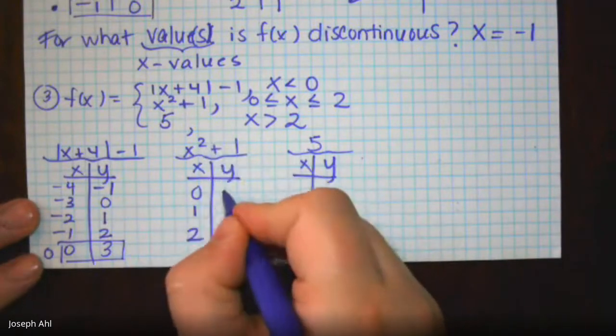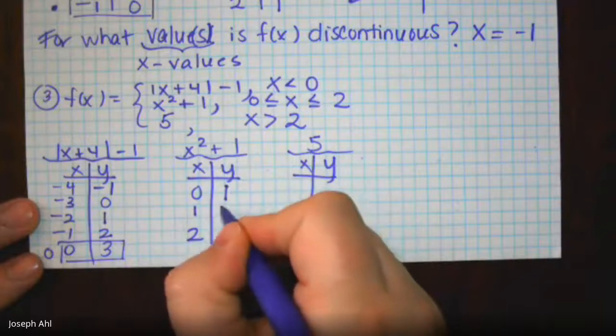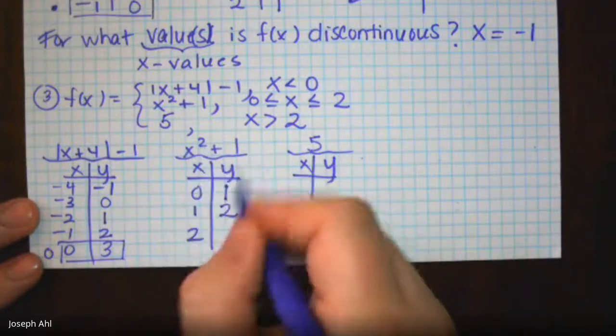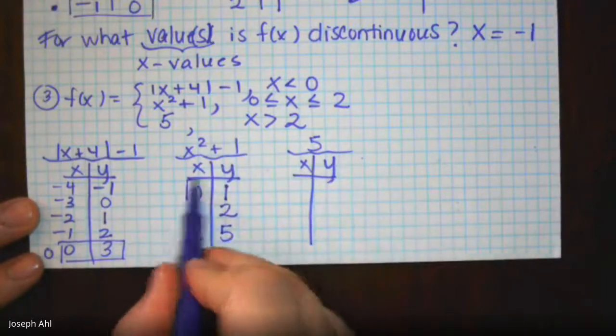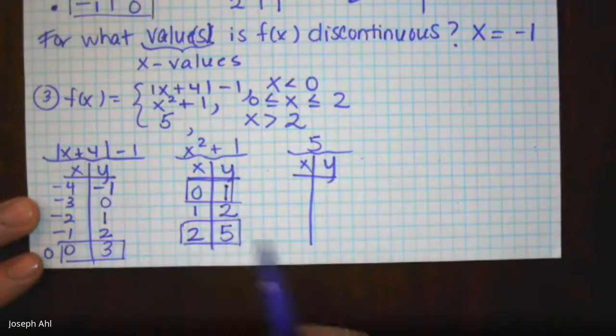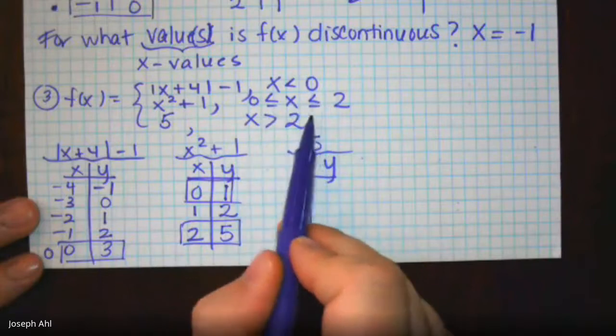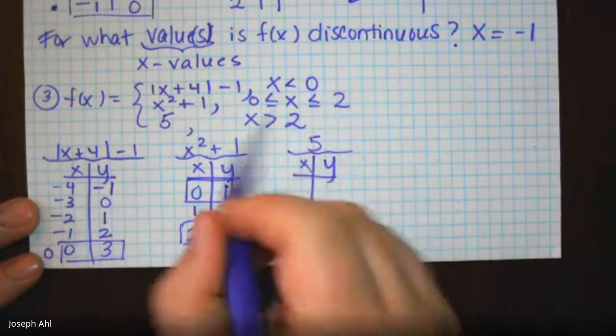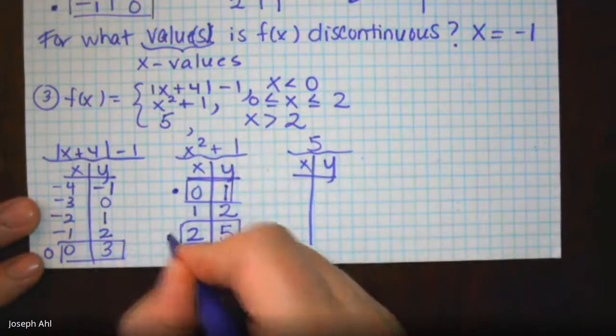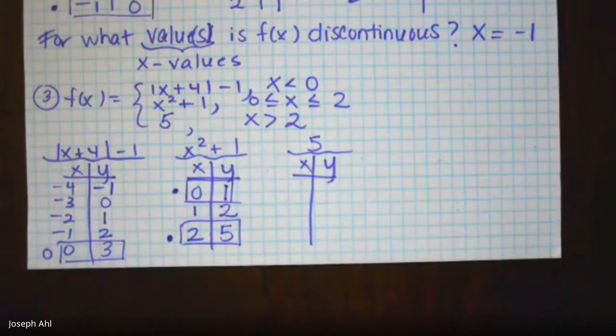0 squared plus 1 is 1. 1 squared plus 1 is 2. 2 squared is 4, plus 1 is 5. I'm going to box in both of those and say that those are the endpoints of this interval. And since each of those endpoints should be included, right, they're each less than or equal to, you should have closed circles in both of those locations.